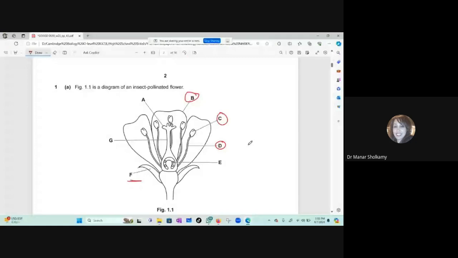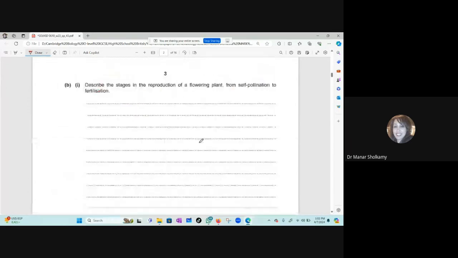Let's look at the picture. Which is the filament and which is the anther? Which is the filament? C or D? D. D is the filament and C is the anther. Okay, so write the names if they ask you to write the names.